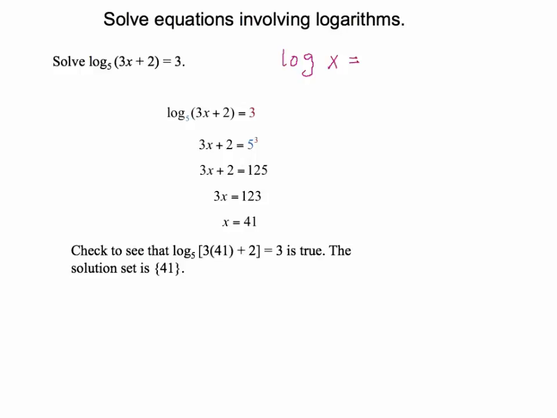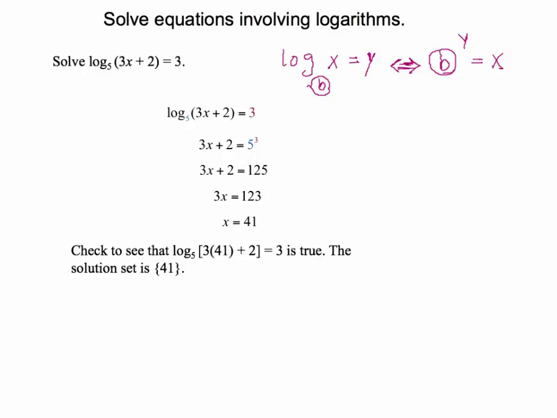x is equal to y with the base b. We should be able to convert this to this exponential form. So the base of the logarithm would be the same as the base of the exponential. So b to the power of y would be equal to x. That's how you can go back and forth with this.